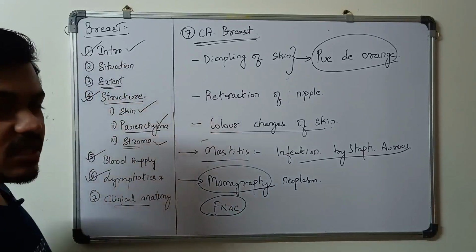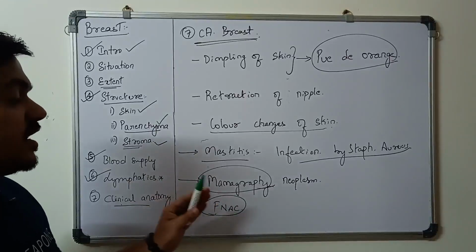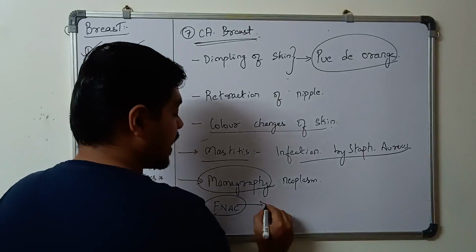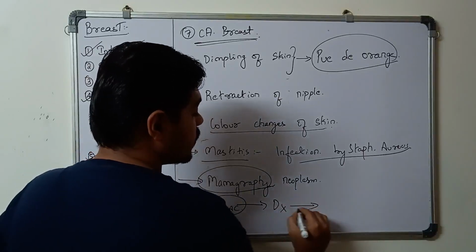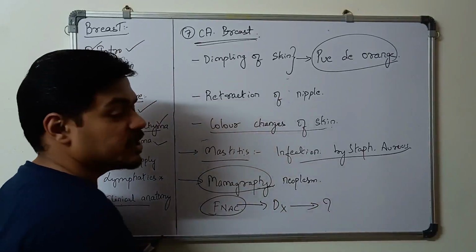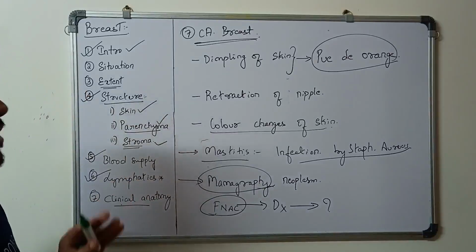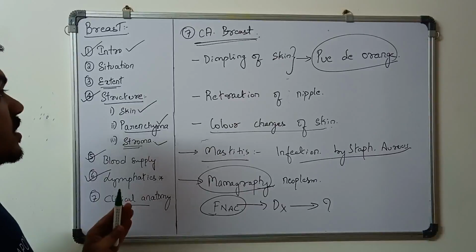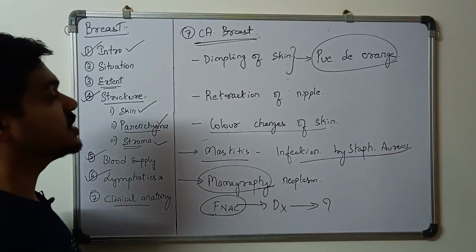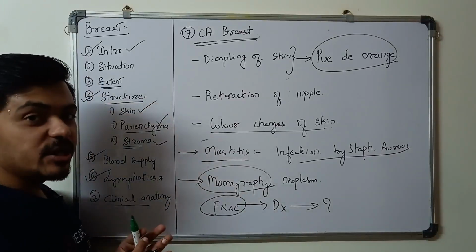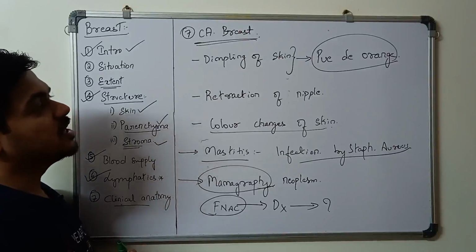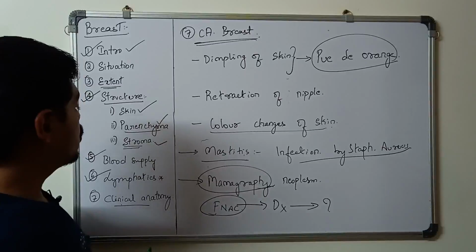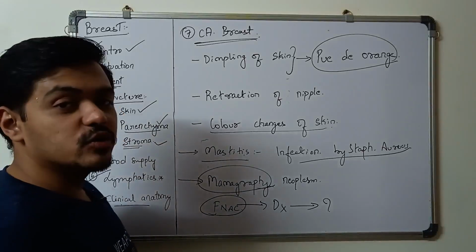If you find a mass, first you take a fine needle aspiration of it and send it to cytology, which will give you a diagnosis. Further, you will decide the course of treatment based on the diagnosis of FNAC. So these are the points of clinical anatomy which are important for your examinations as a first year undergraduate student. So that covers the breast. In the next video, we will go into the axilla.